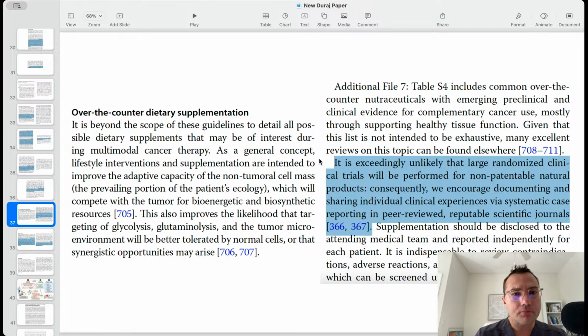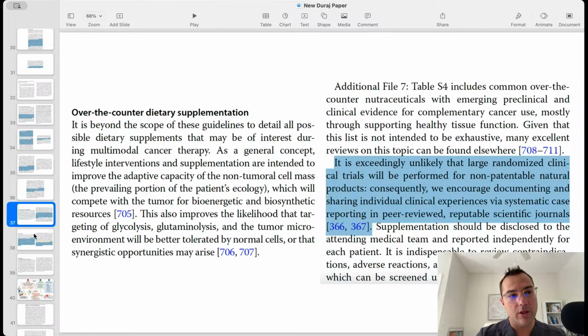Future work needs to be done. It is exceedingly unlikely that large randomized clinical trials will ever be performed for non-patentable natural products. I mean, I think that's a given, but I think it's sad we have to see that in print. Consequently, we encourage documenting and sharing individual clinical experiences via systemic case reporting in peer-reviewed, reputable scientific journals. I think that's where we, as the audience, could do more, to this paper.